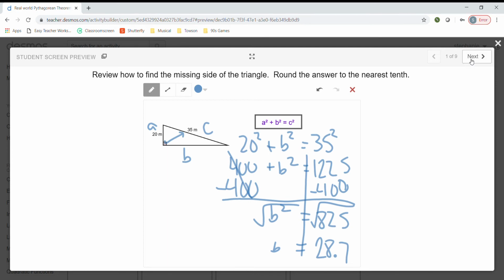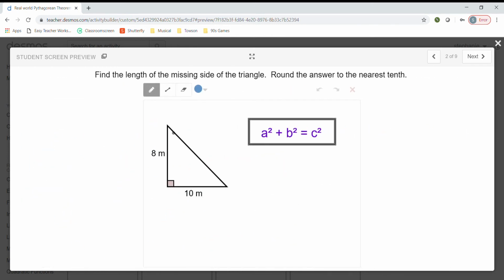We're going to do one more review. This time we are missing C. We're missing the hypotenuse. So remember, right across from the right angle, the diagonal is C, the hypotenuse. This will be A, this will be B. So A squared, I put in an 8 for A. B is going to be 10.